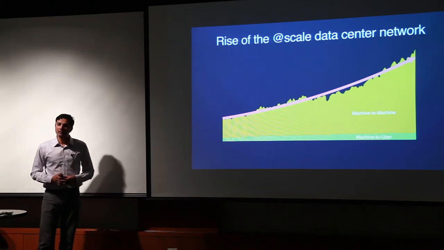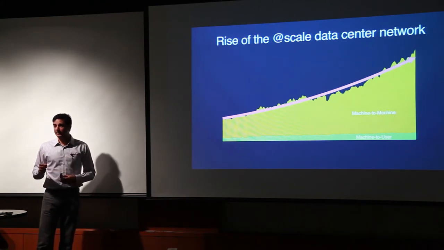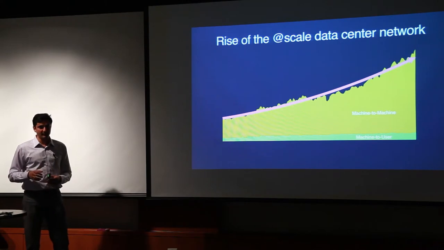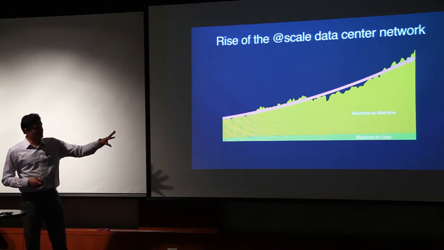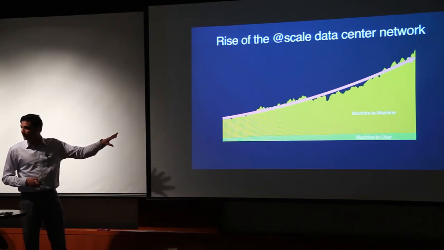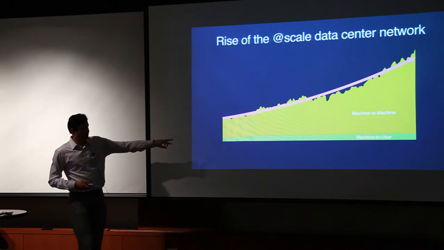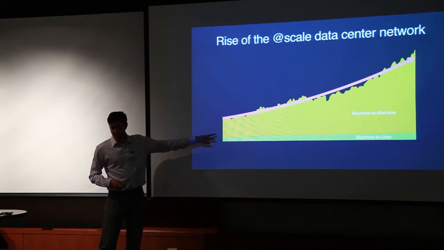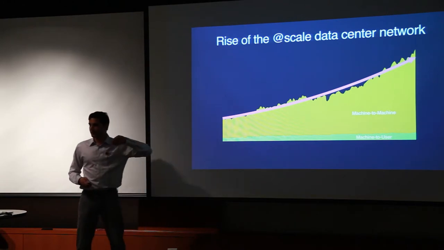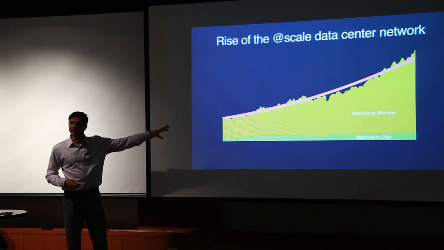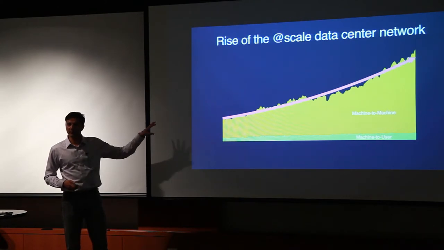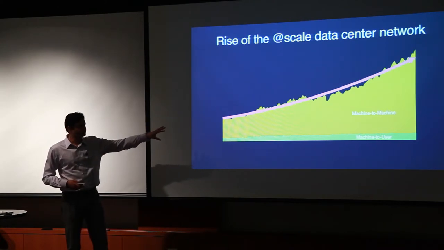And now, let's take a look at the data center network. In the data center, it's all about volume of traffic. This is a graph which shows the growth of traffic over time within our data centers. The green bar here is machine-to-user traffic. It looks pretty insignificant here, but if you think back to the first slide, that's over a terabit per second. It's dwarfed by the growth in machine-to-machine traffic within our data centers.